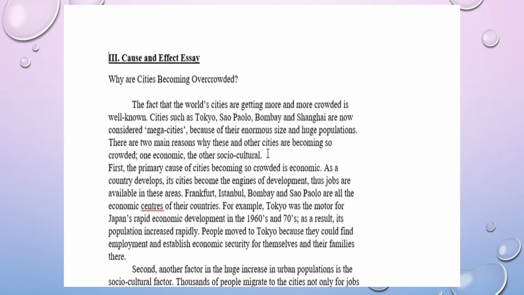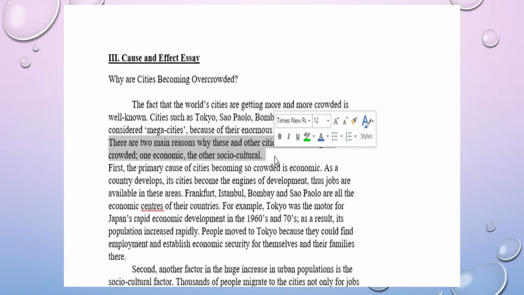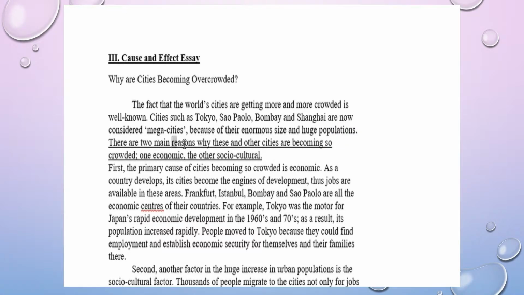So this is my opening paragraph. Your thesis statement: there are two main reasons why these and other cities are becoming so crowded. One, economic, and the other, social cultural. This is my thesis. The word reasons is my clue word that indicates this is a cause and effect essay. Remember, back in your notes, the clue words that indicate a cause and effect essay: reasons, factors, results, causes, leads to, because, effects. These are all clue words that indicate that this is a cause and effect essay.